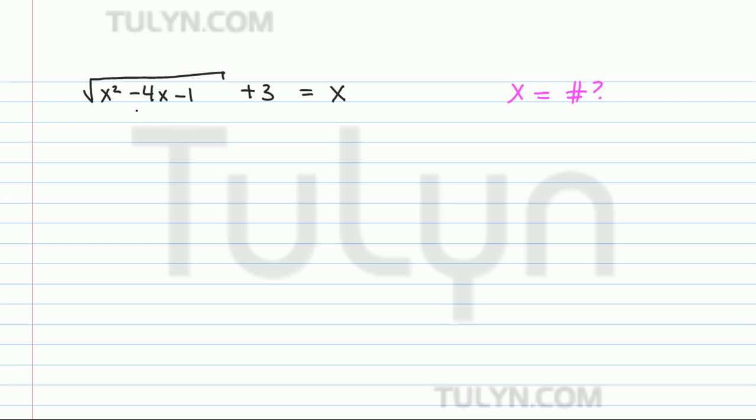Now I want you to note that there's only one square root in the whole thing, and since we know that we're going to end up squaring both sides, the first thing to do is to make sure that everything belonging to the radical sign is on one side and everything not belonging to the radical sign is on the other. In this case, since this positive 3 is not inside the radical, we want to subtract it from each side of the equation. So now our equation looks like the square root of x squared minus 4x minus 1 equals x minus 3.